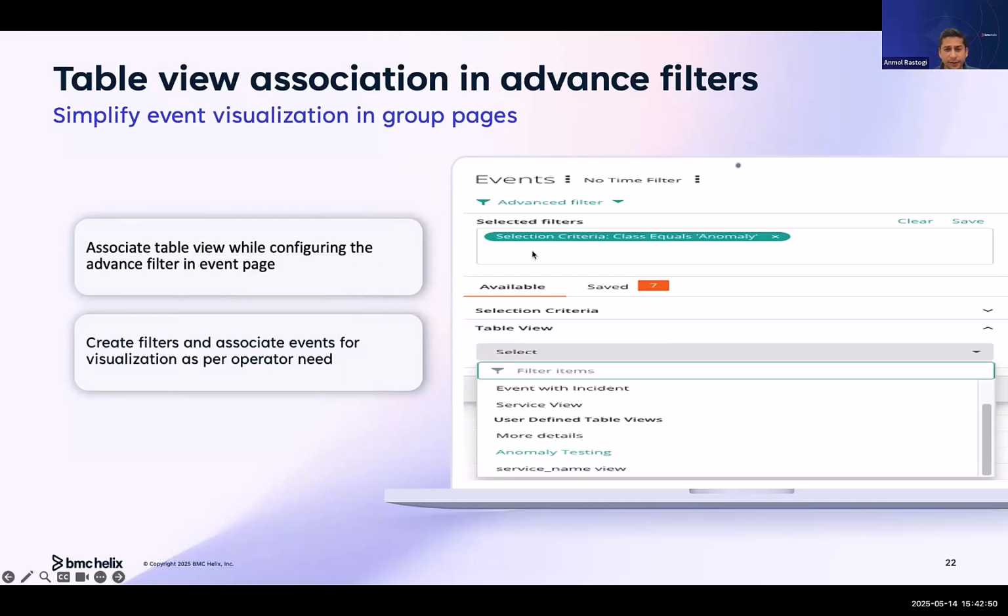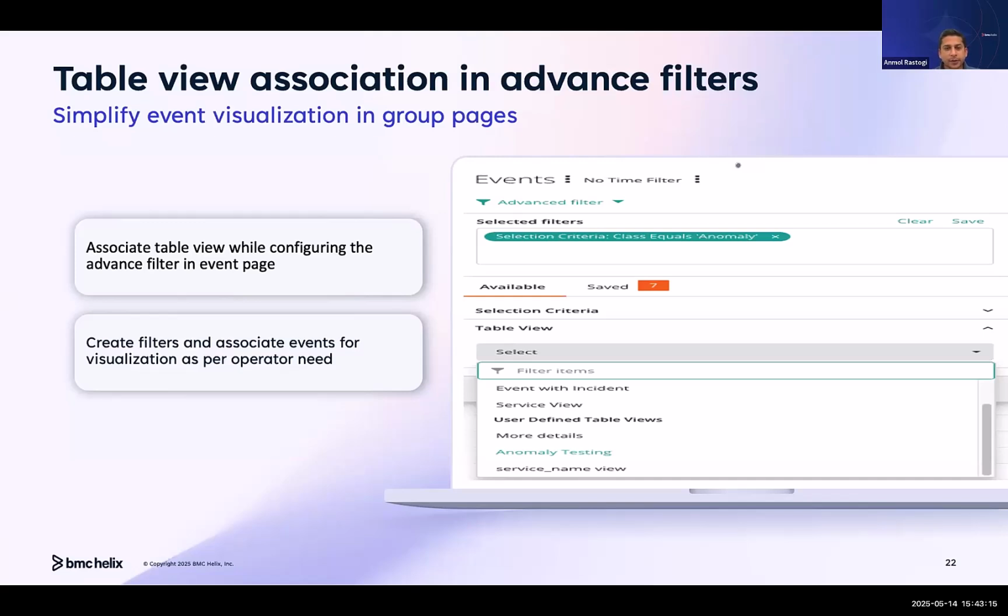So once I apply this filter, that means I will only see the events which are coming from the class equals to anomaly, and then the table, right? The table which I have created to show me the information. So that way, again, it becomes easier for users to create the advanced filter and associate the table views according to how they wanted to see the events.